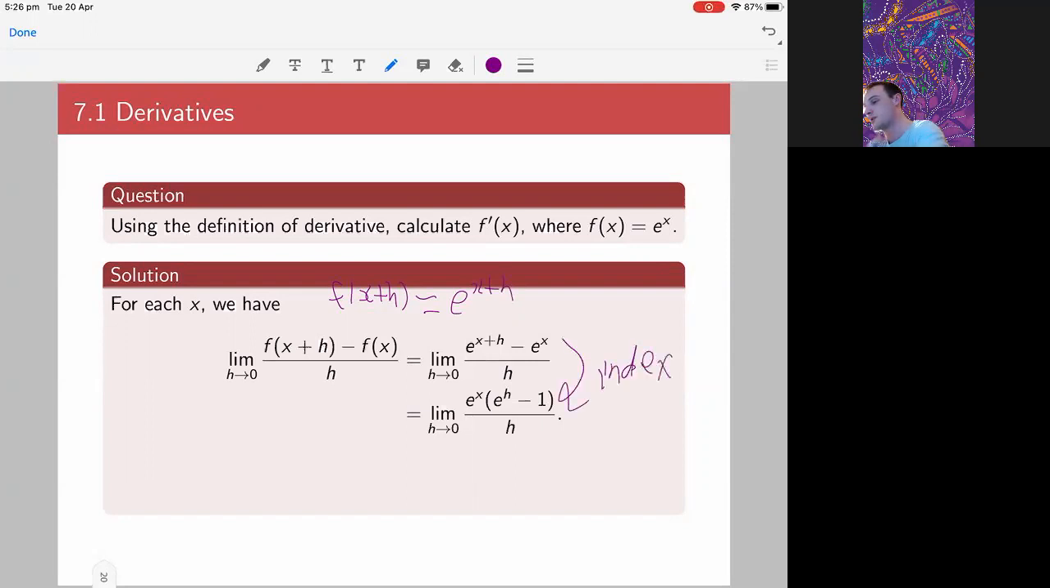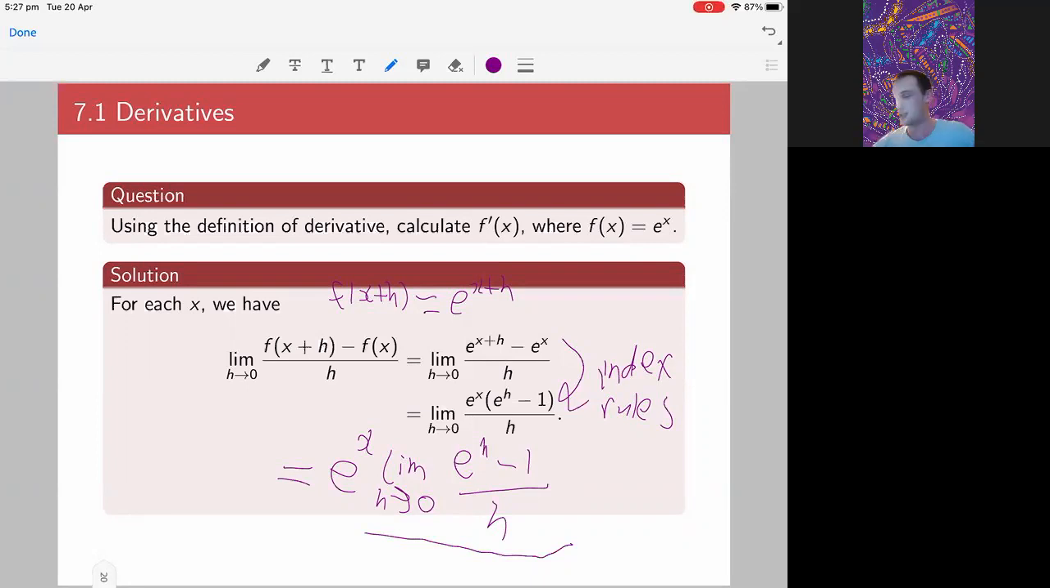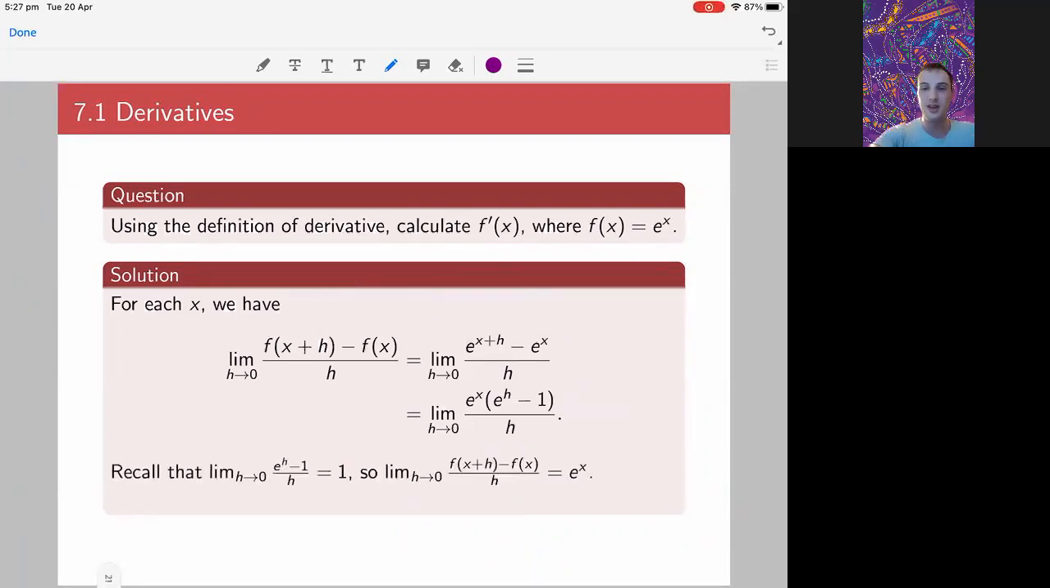What's going on here is I'm using the index rules. That's interesting. What's really nice about this is that since we're taking a limit in h, we more or less treat x as a constant here. And so that means that we can take this constant out the front, and we're just left with this particular limit here. But you may notice something. This limit is one we actually already covered in a previous lesson. The limit of e to the h minus 1 on h is equal to 1. So as was suggested in the comments, the limit of this particular function is equal to e to the power of x. So as was suggested in the comments, the derivative of f is equal to f.